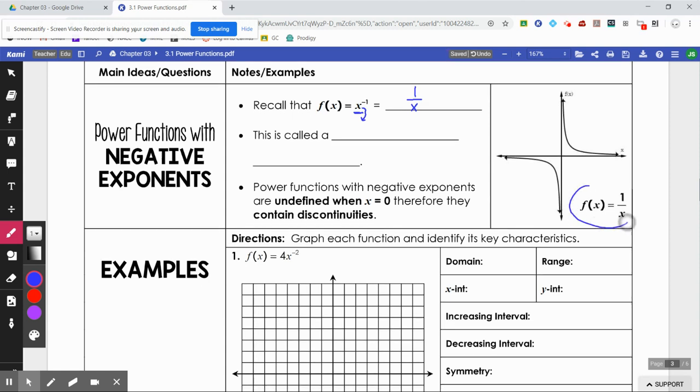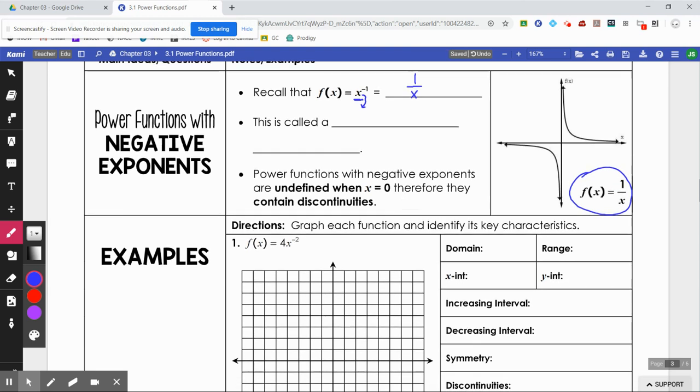And we do have a basic shape of that, f of x equals 1 over x. That's one of our parent functions, and this is called a reciprocal function, because we reciprocated that x to the negative 1 in order to give us 1 over x.